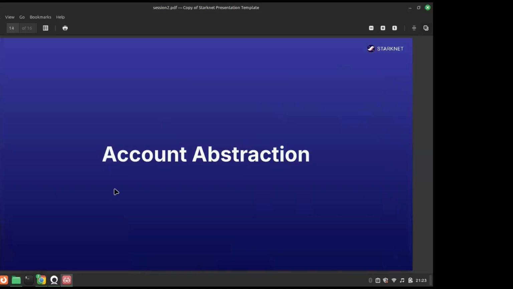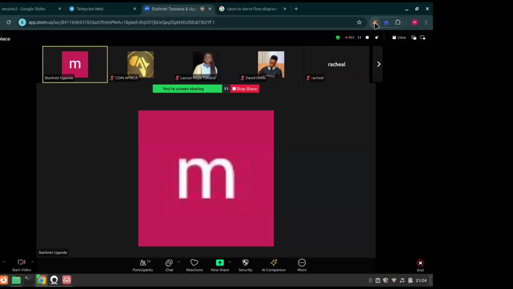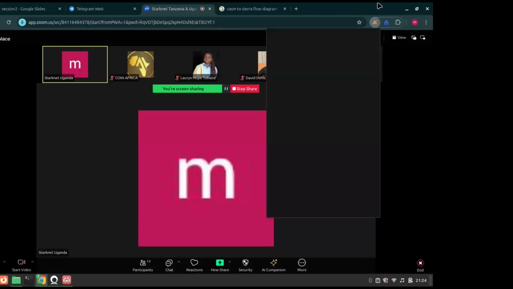So now that we have looked at the architecture, we're going to look at something interesting, and this is called account abstraction. For those of us who are new to crypto, to blockchain, there is something which they call wallet addresses.